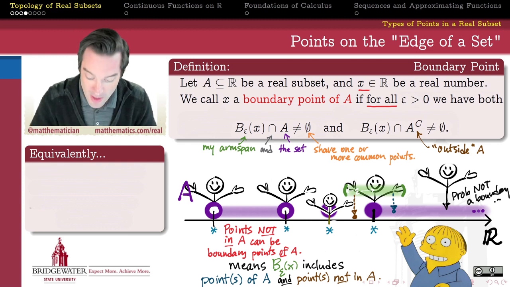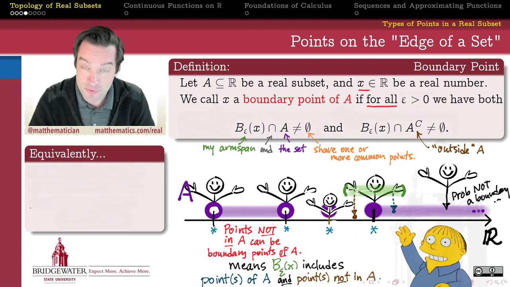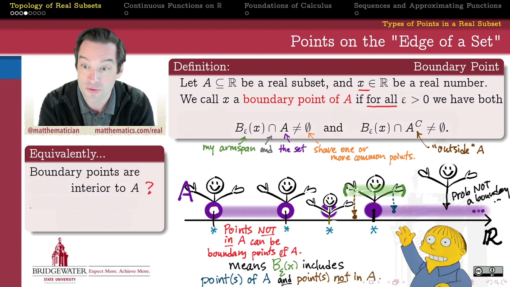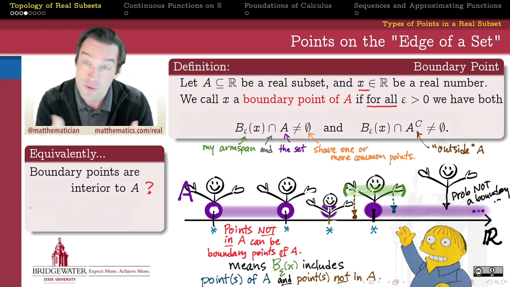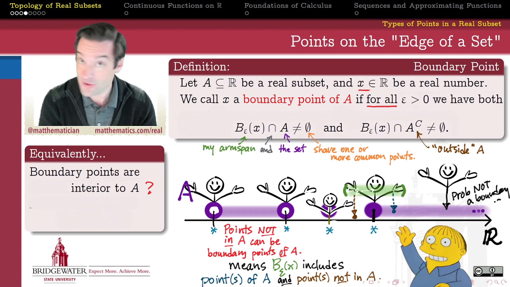Let's look at it from a couple of different perspectives also. These can be useful in the course of writing proofs that relate to boundary points. So what are some other ways to think of it? First of all, could a boundary point potentially be an interior point of A? So like this example over here.